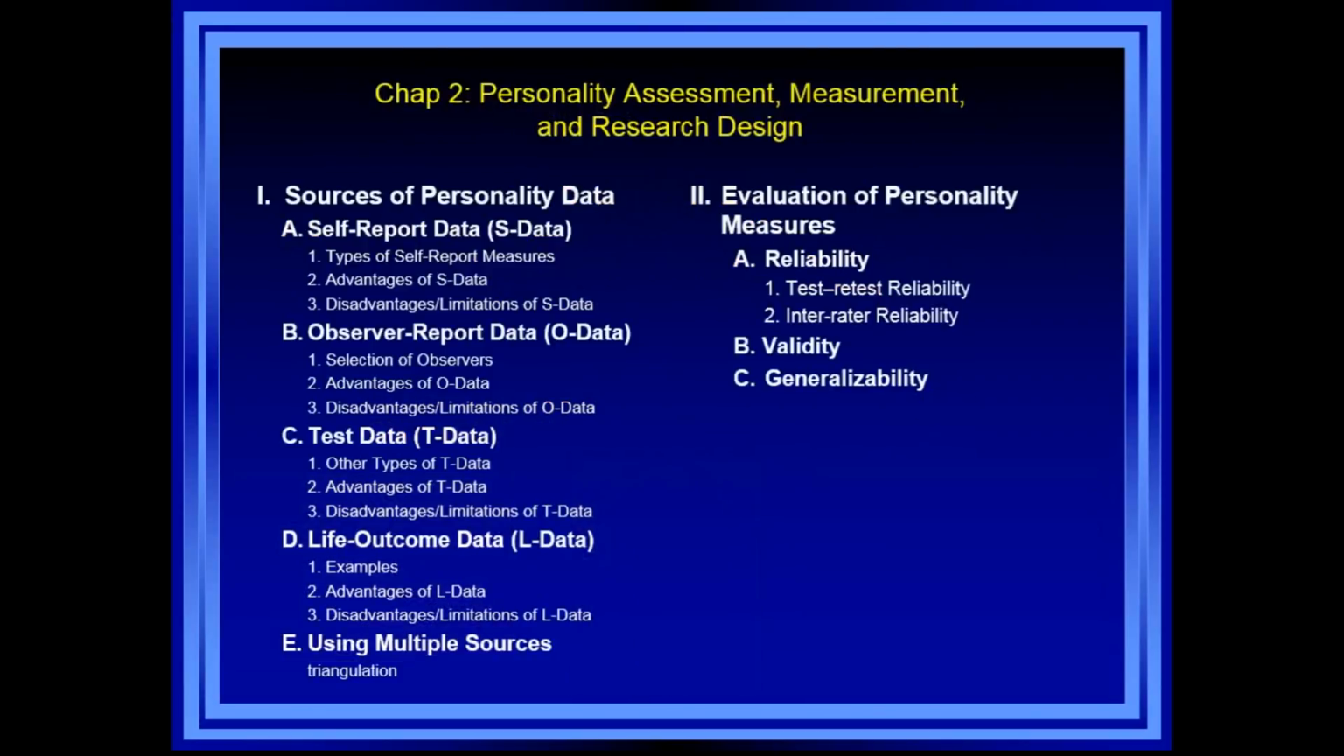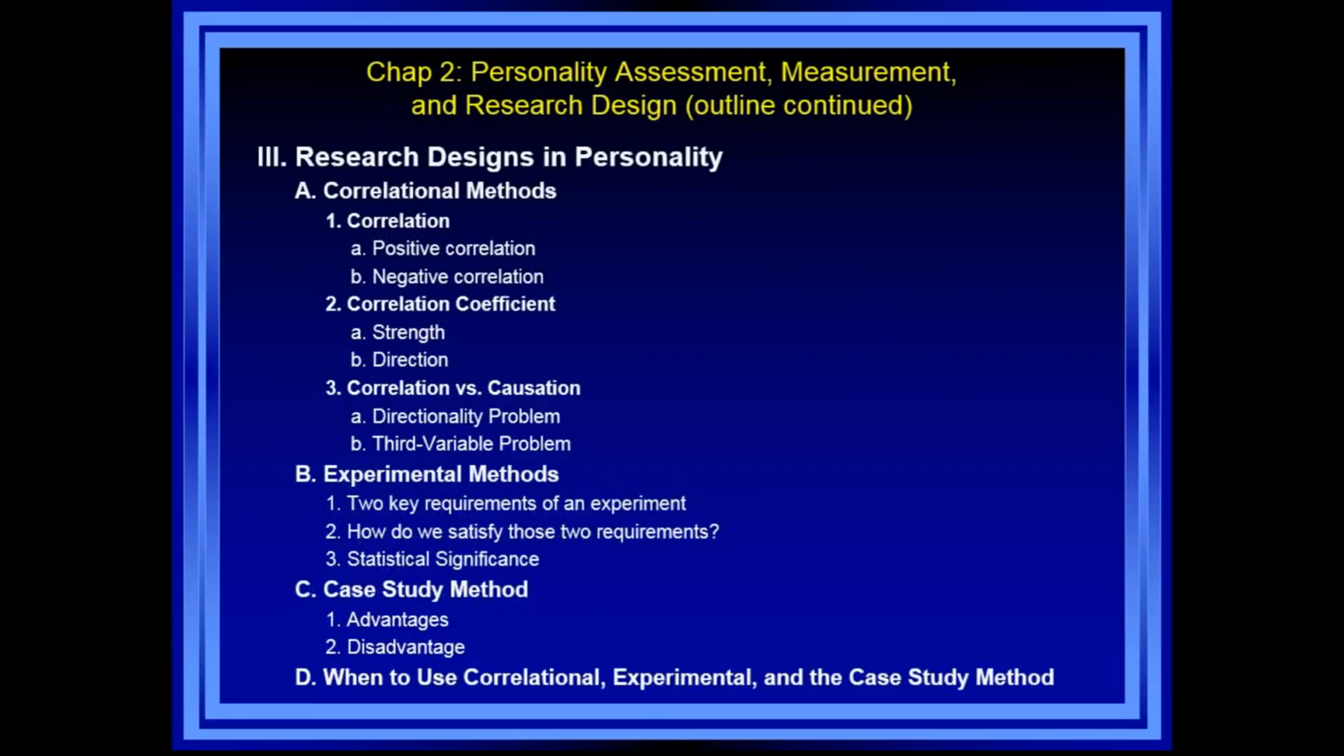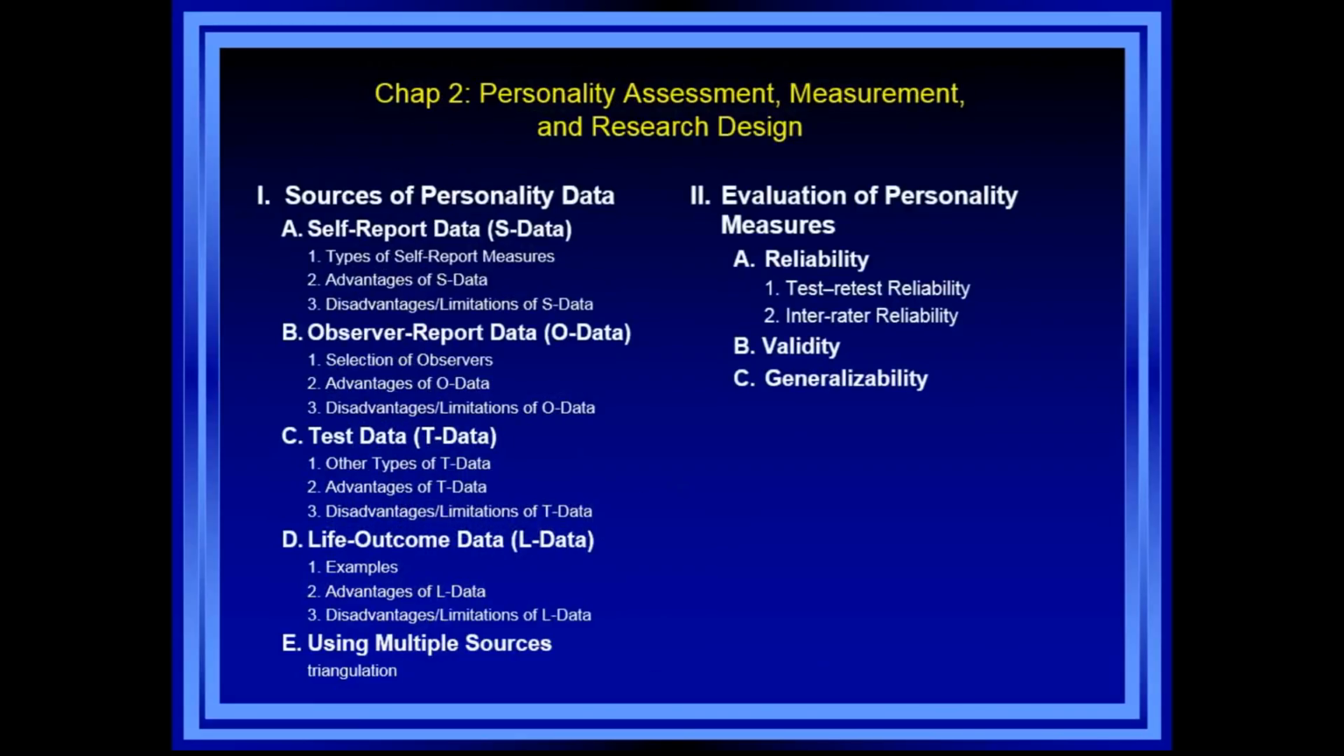Okay. In your outline, you're going to see there's a Roman numeral 1, 2, and 3. In this lecture, we're only going to get to the end of Roman numeral 2, and we'll stop there, and Roman numeral 3 will be picked up in a different lecture.